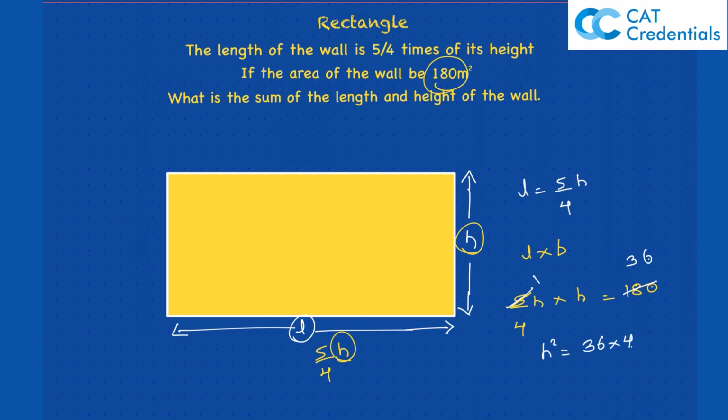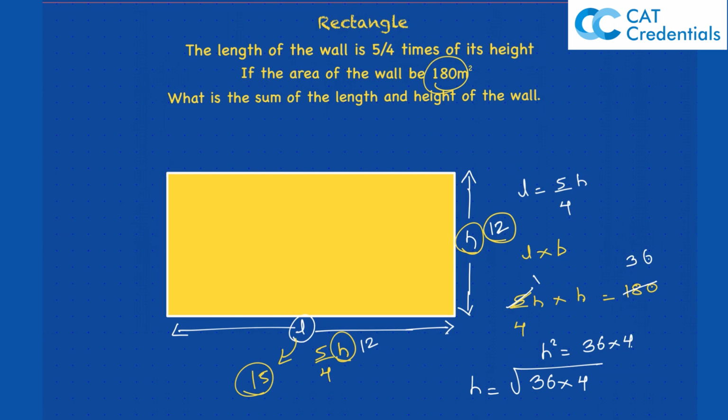Don't solve this. You will be taking the square root. So h will be equal to square root of 36 into 4. Square root of 36 is 6, square root of 4 is 2, and so 6 into 2 will be nothing but 12. So height comes out to be 12. If height is 12, 5/4 of this will be what? 5/4 of 12, this will be 4 3s are 12, 3 into 5, it will be 15. So this is 15 and this is 12.